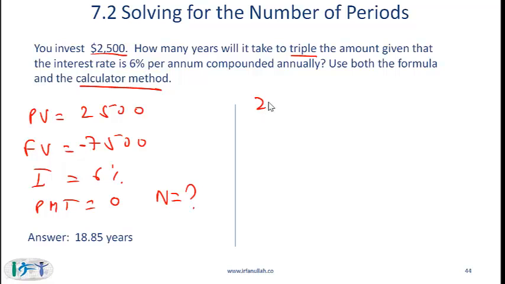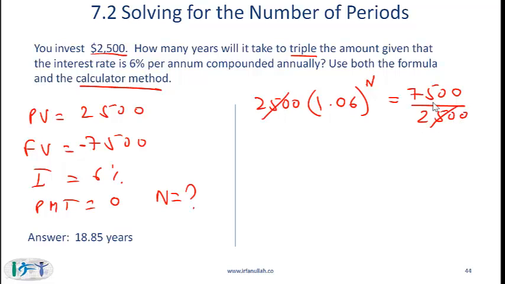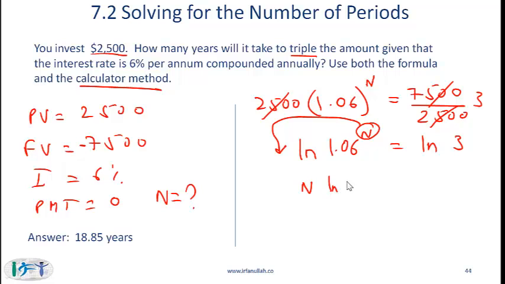Using the formula, you do the following. 2,500 into 1.06, that's 1 plus the interest rate, raised to the power of n is equal to 7,500, and then use simple algebra. 2,500 comes down over here, so this becomes 3. You have 1.06 to the power of n is equal to 3. Take the log of both sides, so log of 1.06 to the power of n is equal to log of 3. Using your log maths, hopefully you remember that this exponent comes down over here, so n times log of 1.06 is equal to log of 3, so n is equal to log of 3 over log of 1.06. On your calculator, you will see the ln button on the left, so you can just plug in ln 3 divided by ln 1.06, and here again you should get 18.85.